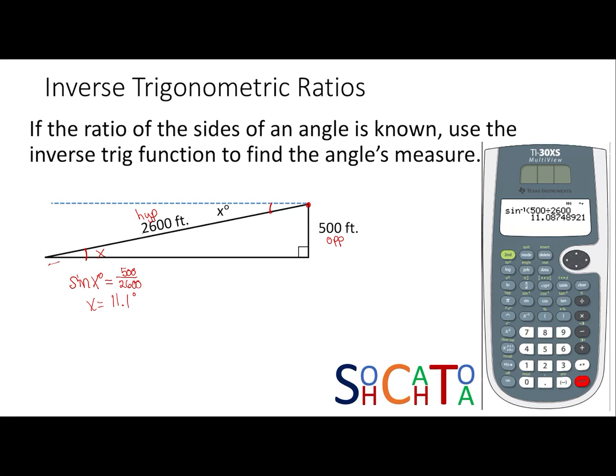Some calculators go backwards. So if you have that calculator where you had to type in 30 and then sine in order to get our measure of 0.5, our ratio of 0.5, then you will need to go backwards on your calculator. That means you're going to type 500 divided by 2,600 first, press enter so that you have that decimal, that ratio, and then you're going to do a second sine. So practice with your calculator to make sure that you get the right answer. This one should be 11.1 degrees.